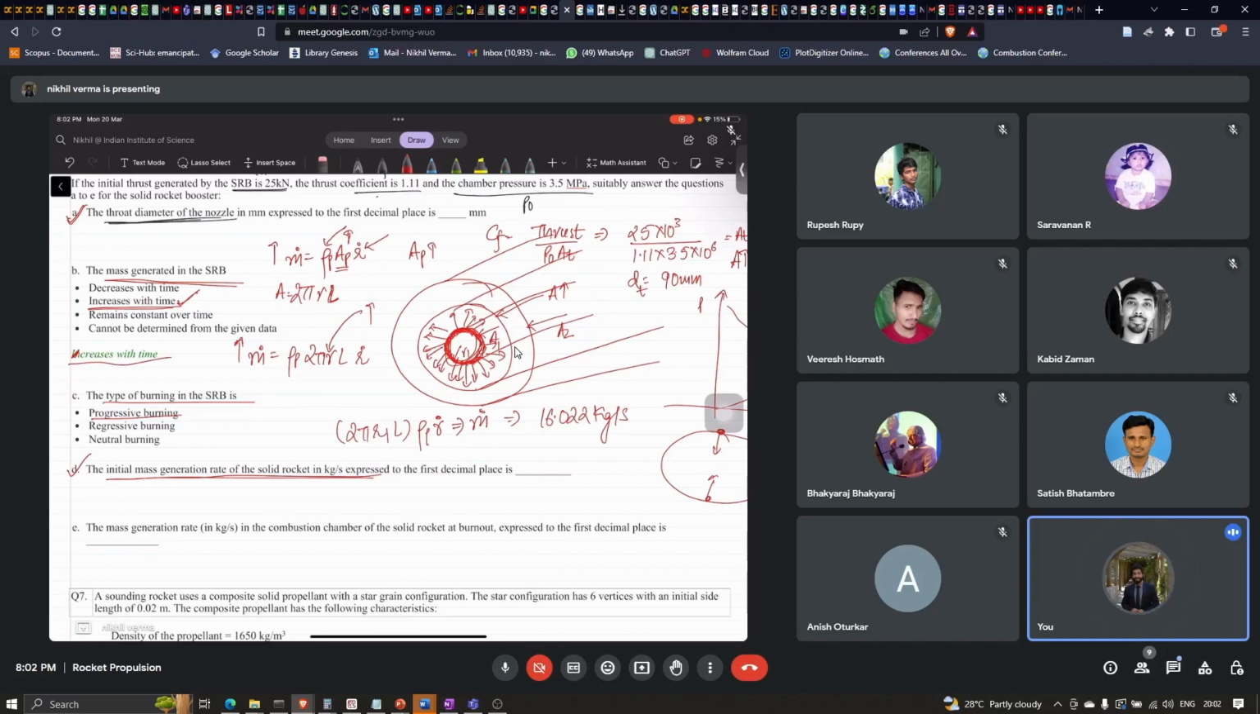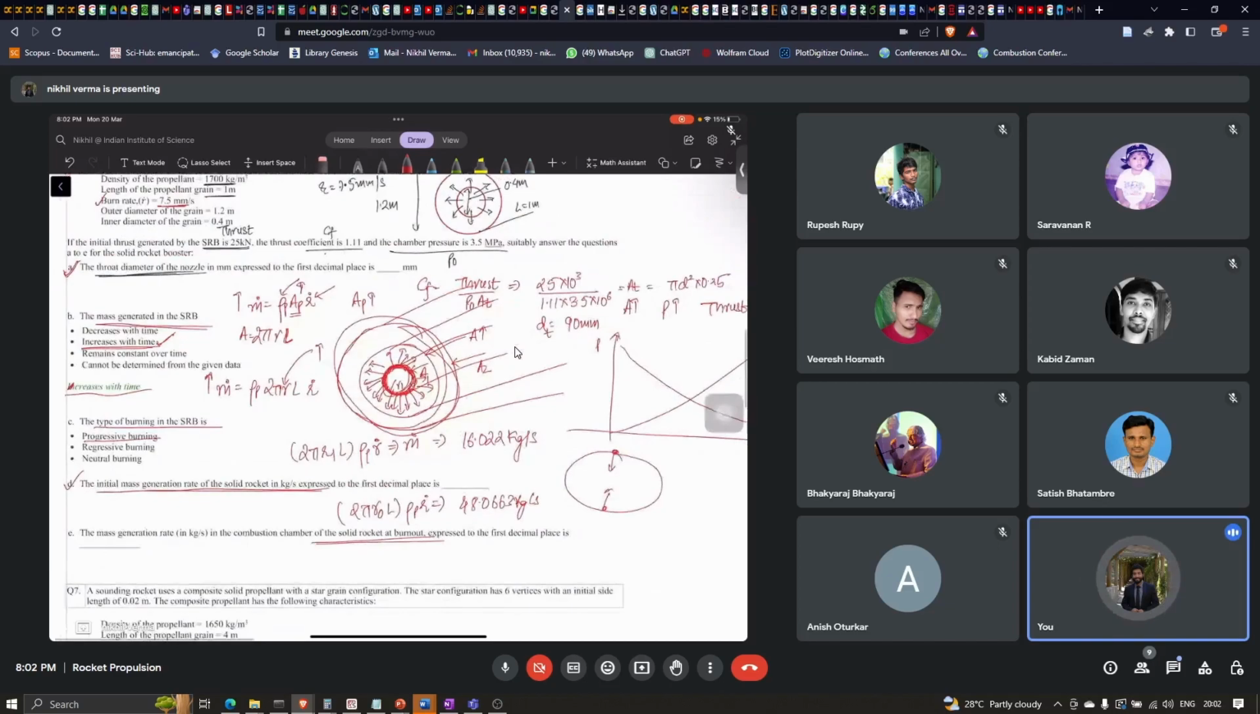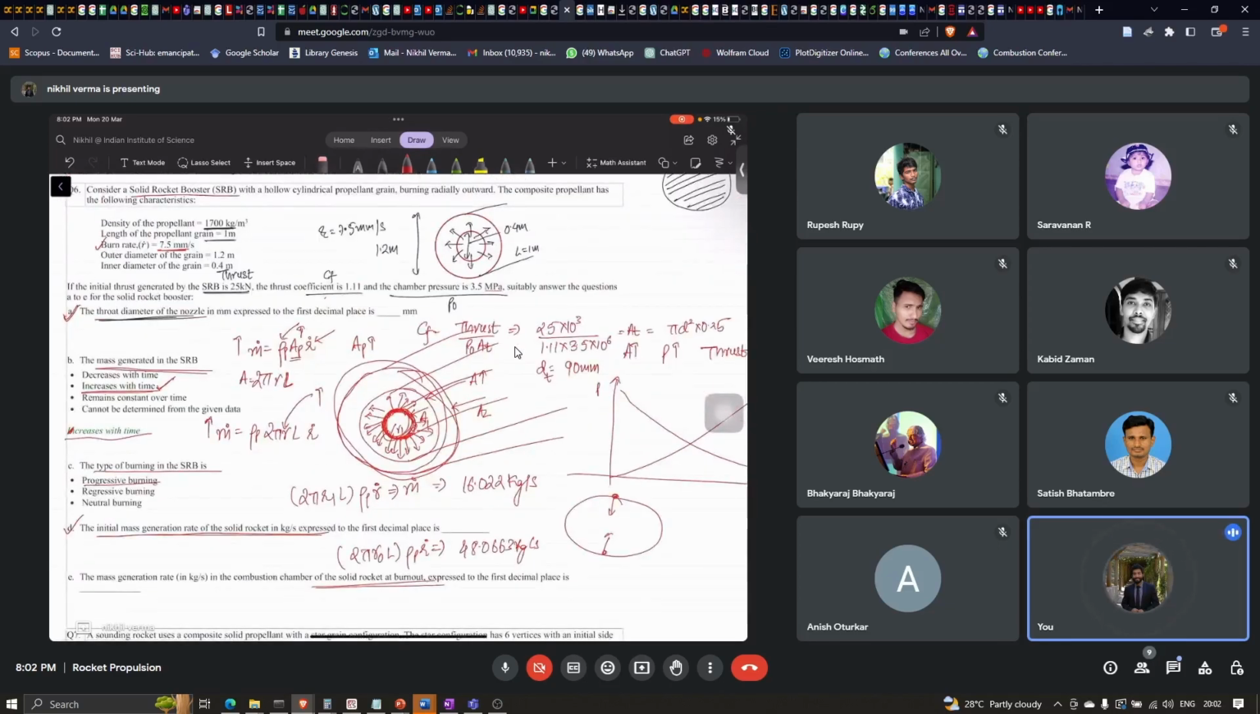So next is the mass generated in the combustion chamber at the burnout. At the burnout the flame will be somewhere here, at the outer portion. So it will be 2 pi r outer into L into density of the propellant into r dot. If you substitute this radius, you will get 48.0663 kgs per second.